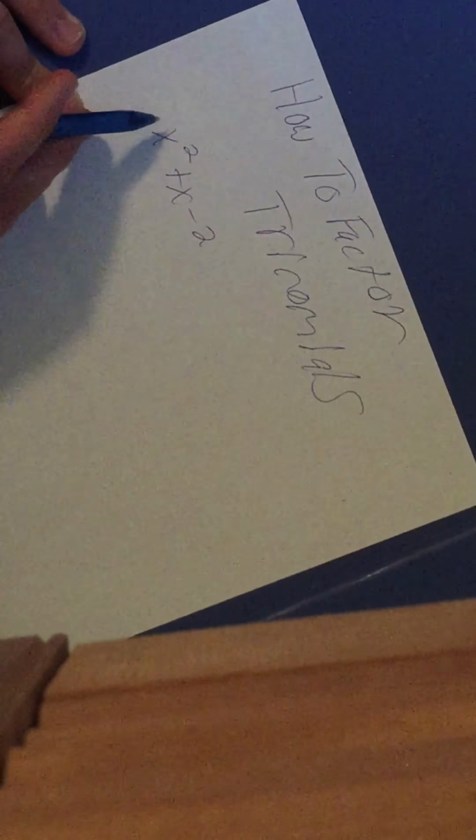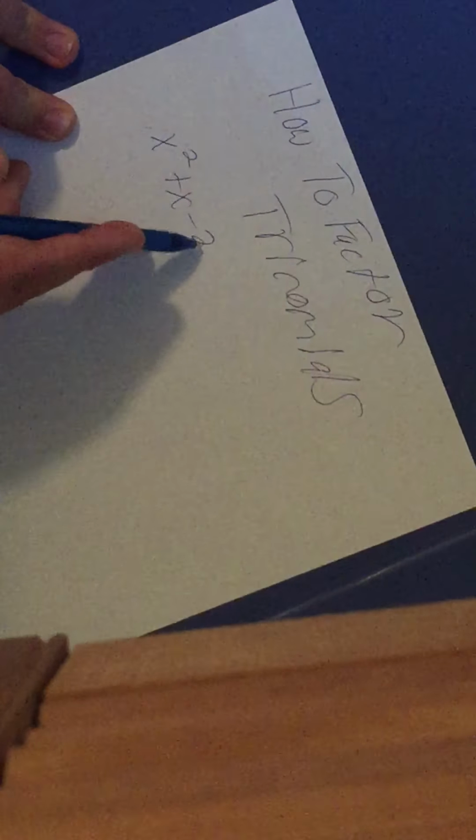So what you want to do for your first step is multiply the number in front of the x squared, which here is an imaginary 1. And you want to multiply that 1, or whatever number is here, times the last number, which here is a 2. So 1 times negative 2, because the negative's there, is negative 2. And that's the first step.